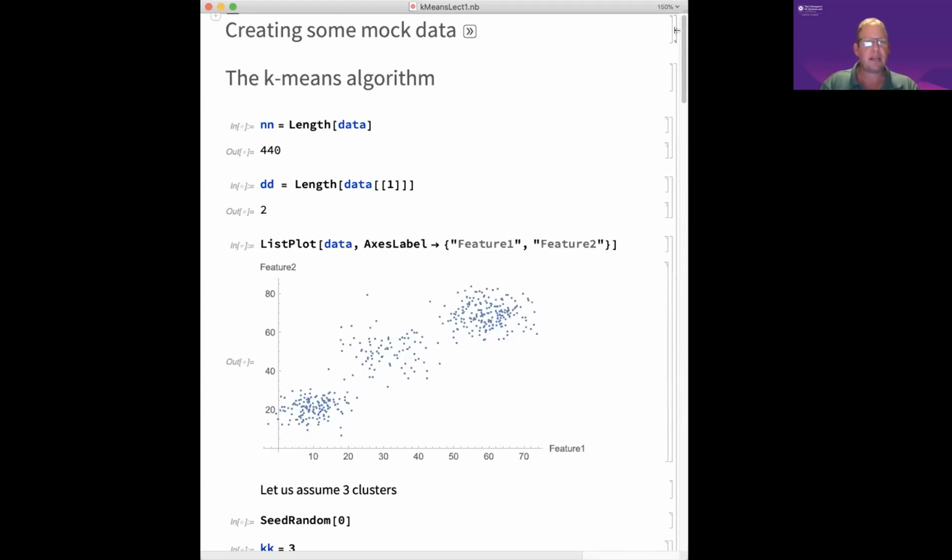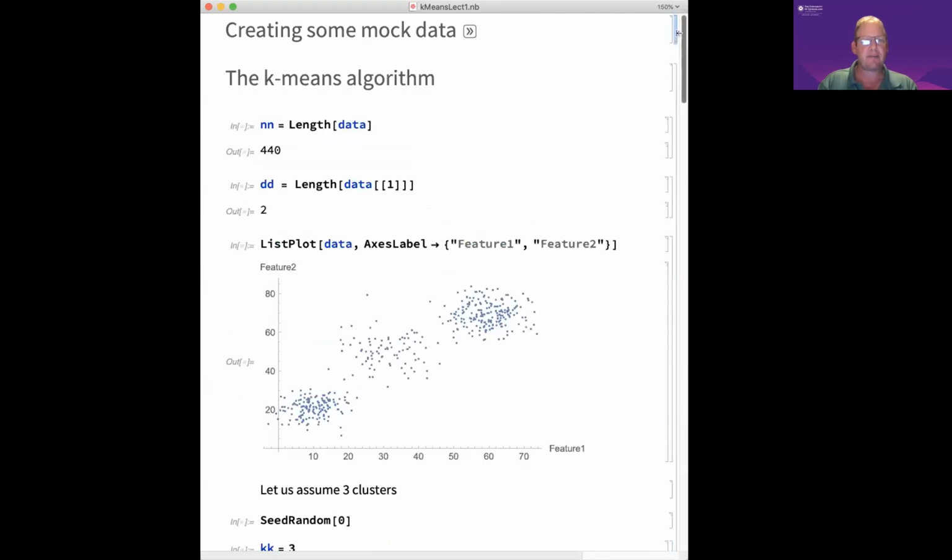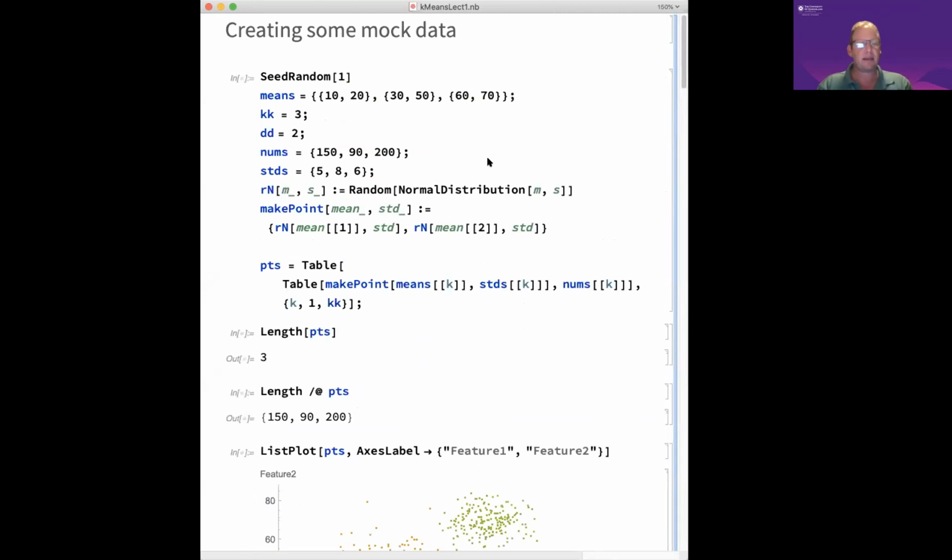So in Mathematica notebooks, you don't have to do too much for this course, but you can collapse and expand sections. I made this notebook earlier, and I'll explain to you step by step what's happening, and given the time permitted, we might modify a few steps. What we're doing in this first section is creating some mock data. Creating mock data is certainly not what you're going to do when you're analyzing data, but it's sometimes good for algorithms just to create your own data set, just to play around.